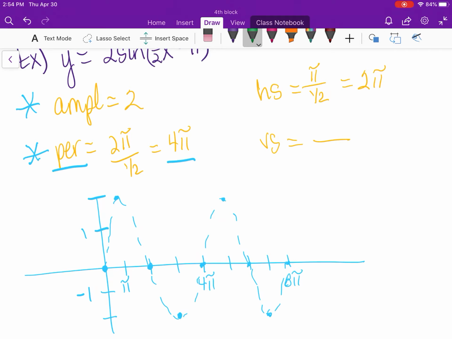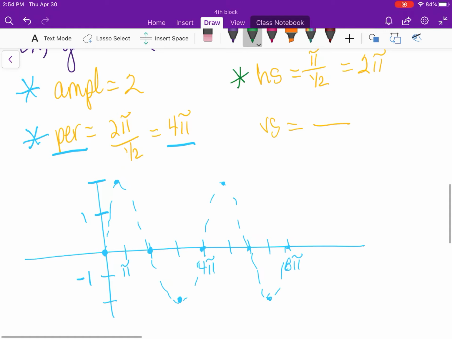So what I'm going to do now is take my points from the amplitude and period change, and then I'm switching colors to green here, and my horizontal shift of 2 pi, I'm going to do that in green. So I need to shift right 2 pi because that's a positive. So now I need to look at my graph and how many spaces would 2 pi be? Well, one space is pi, so that second space is going to be 2 pi. So that tells me that I'm going to take everything and move it right 2 spaces.